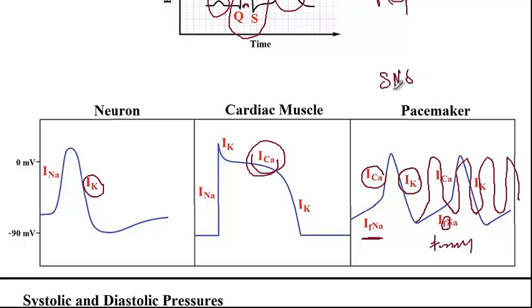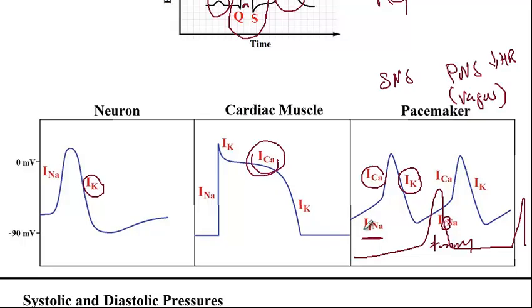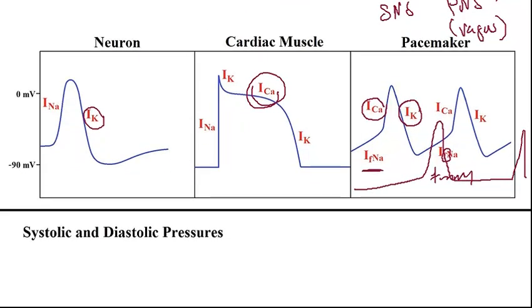All right, and so that's how the sympathetic nervous system increases the heart rate. The parasympathetic nervous system, or the vagus nerve, on the other hand, decreases the slope of the pacemaker potential. And so it will take a longer time before the threshold is met. Therefore, the parasympathetic nervous system, or the vagus nerve, decreases heart rate by decreasing the slope. All right, and so that covers the mechanism of cardiac contraction.